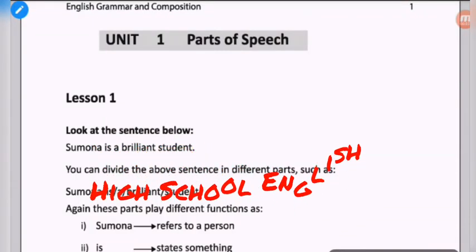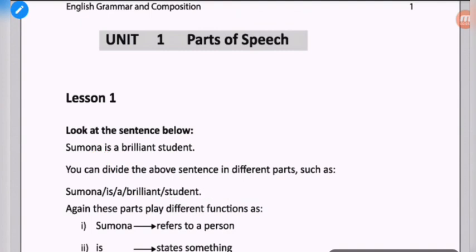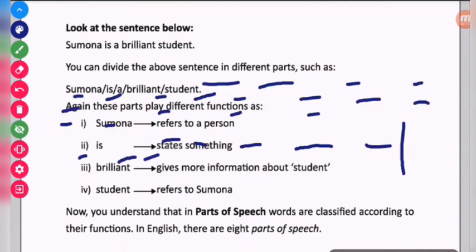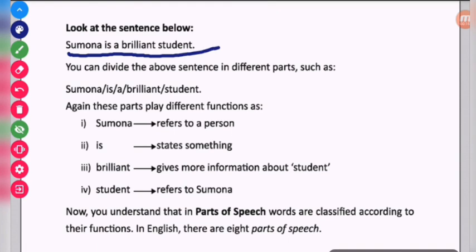Parts of speech. Look at the sentence below. Shumona is a brilliant student. You can divide the above sentence in different parts, such as Shumona, is, a, brilliant, student. These parts play different functions: Shumona refers to a person, is states something, brilliant gives more information about a student. Student refers to Shumona.